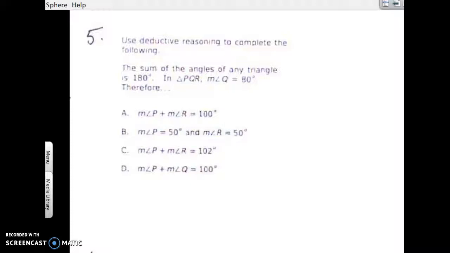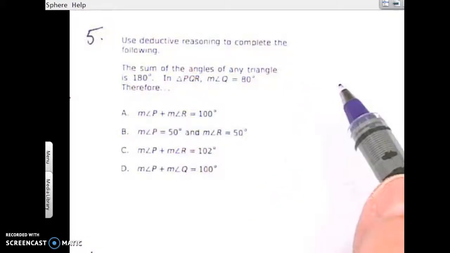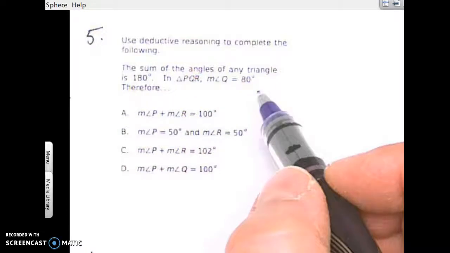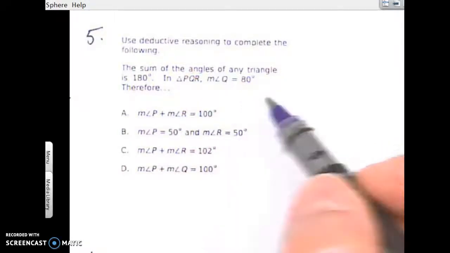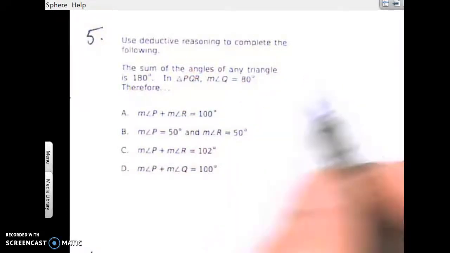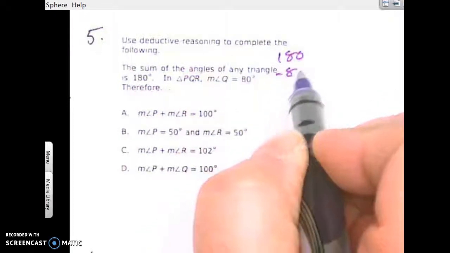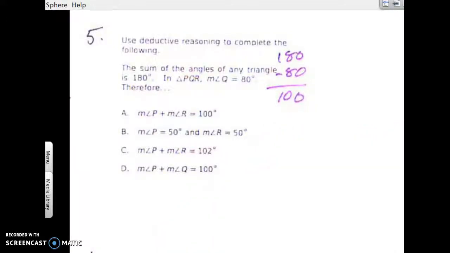If I look at question number 5, it says to use deductive reasoning to complete the following. The sum of the angles of any triangle is 180 degrees. In triangle PQR, the measure of angle Q is 80 degrees. Therefore, what do I know? I know that if I take the 180 minus 80, I get 100 degrees. So I know that P and R together have to add up to 100 degrees.